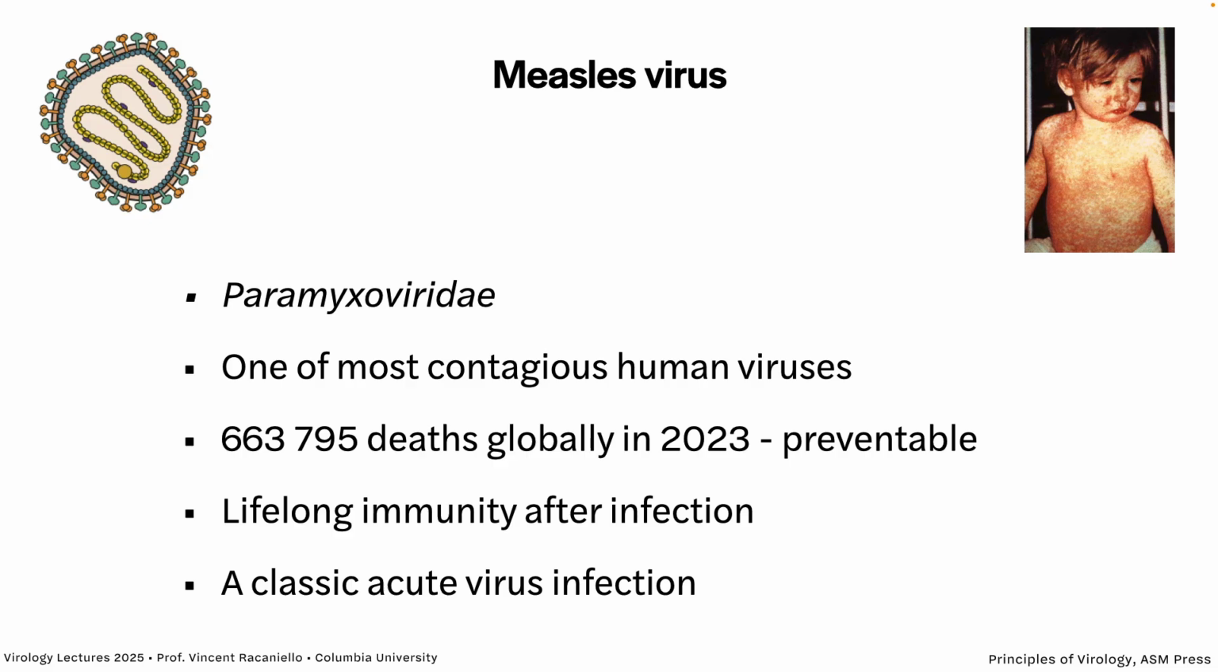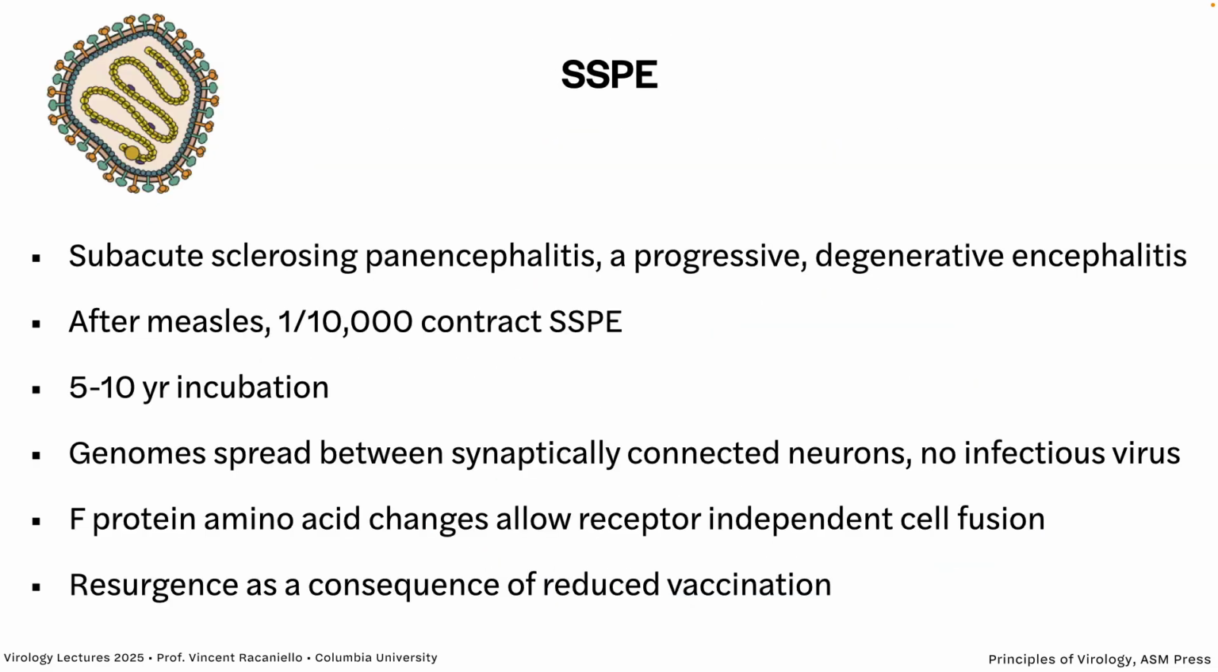There are 2 glycoproteins on the surface, the H and the F, and the F has changed, has amino acid changes that allow receptor-independent cell fusion. Now, why this happens, it's not clear.